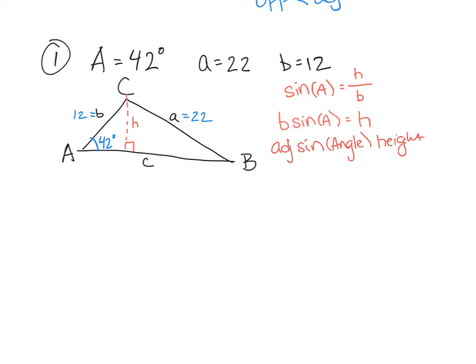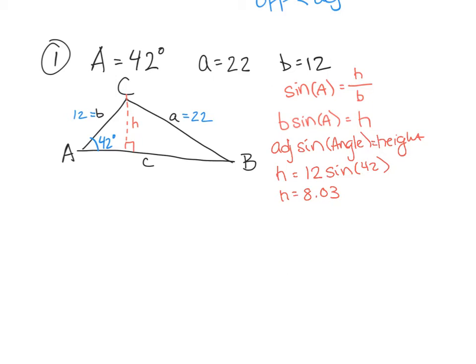So we're going to just do that real quick. Oop, I missed the equal sign. We're going to do that real quick every time. So for us, our height is going to be equal to 12, our adjacent side, times sine of 42. And that is going to give us 8.03. So first I have to check this with my opposite side.